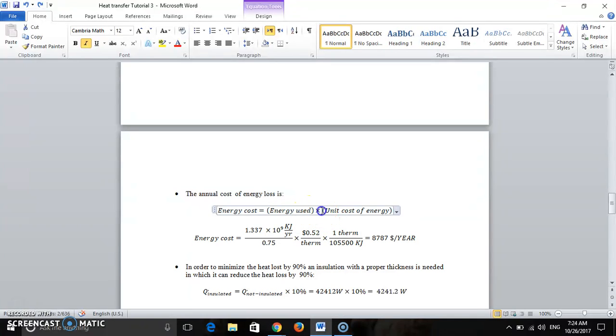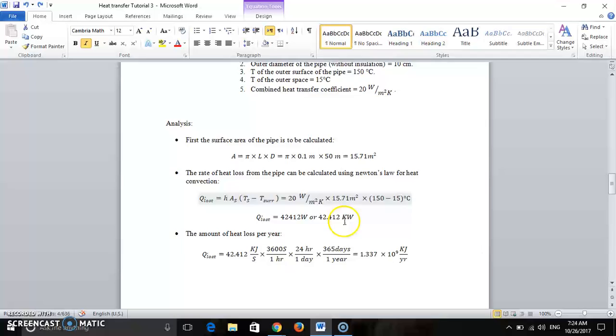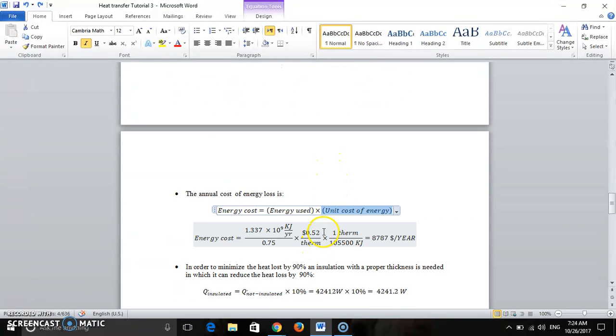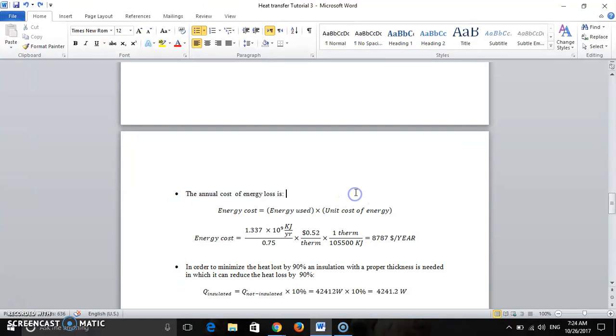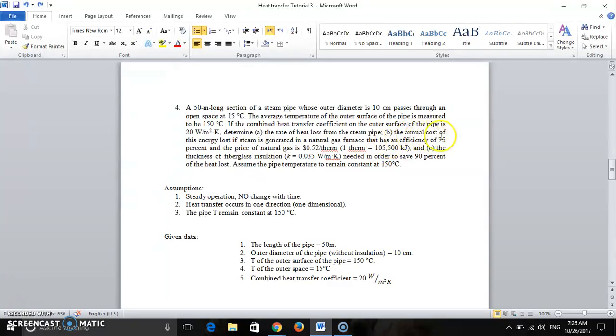Anyway, the unit cost of energy is given in the question to be 0.52, but we need to convert it to kilojoule so we can cancel the units. So this is the final formula. If we calculate the energy cost, we find that we lost $8,787 per year. This is the amount of energy lost, the price of the energy lost. So this is for the second part of the question.